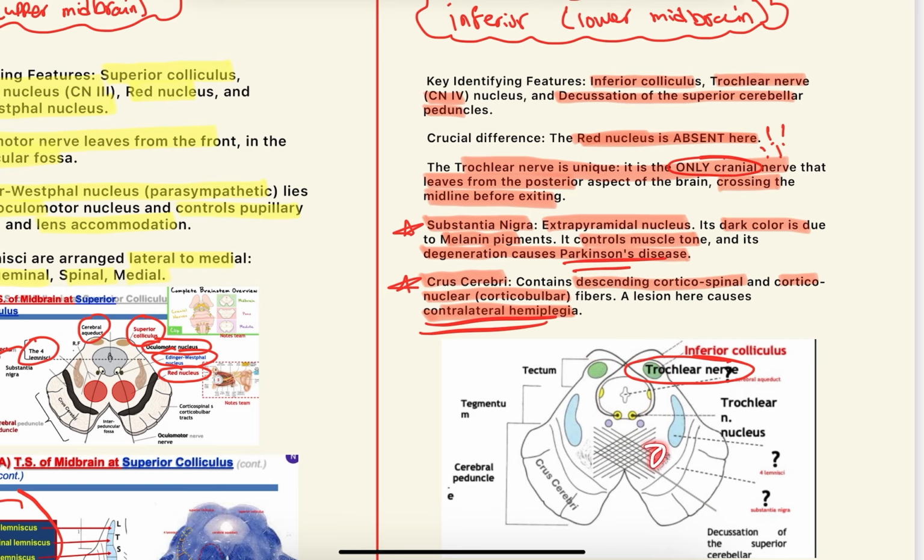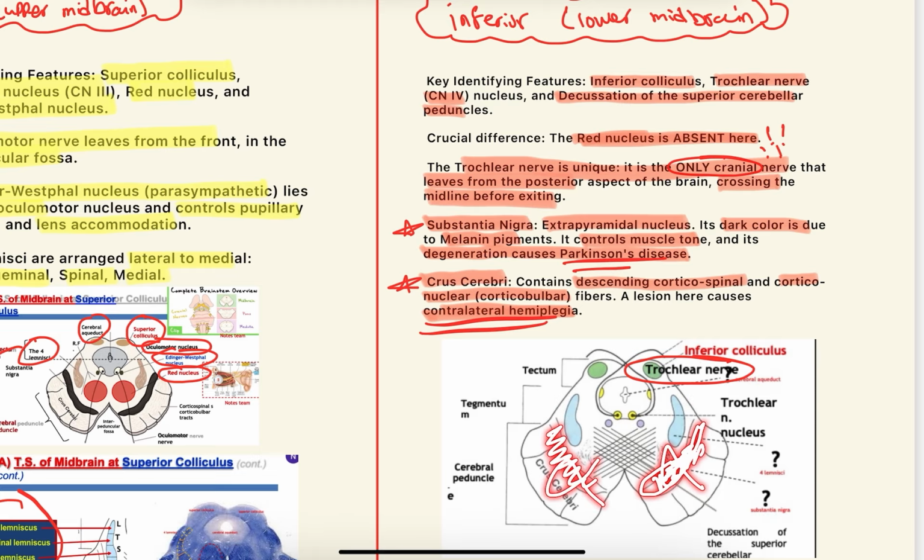The red nucleus, where is it? There isn't any red nucleus. And the trochlear nerve leaves posteriorly, but it crosses the midline like this before exiting. I will see here the substantia nigra. So again, the substantia nigra is seen in the inferior one, okay? So substantia nigra, which is basically extrapyramidal tract. It would appear dark in color because of the melanin in it, and it helps in your muscle tone.